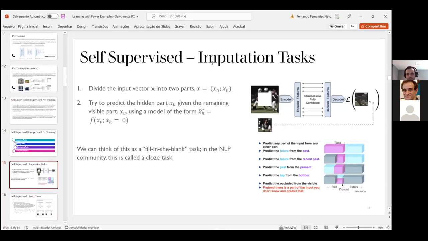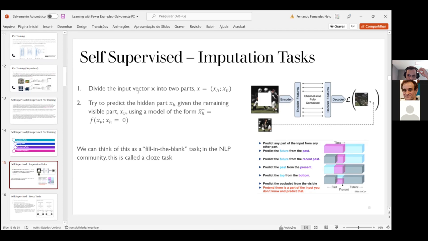So in terms of imputation tasks, basically the main idea here is to divide the input vector into two parts, XH and XV, right? So XH is the hidden part of X, which we will omit during this pre-training. And we will try to develop a model where we will be able to predict this hidden part given only the visible part, which is XV. So we can think of this as a fill-in-the-blank task. In the NLP community, this is called a cloze task.